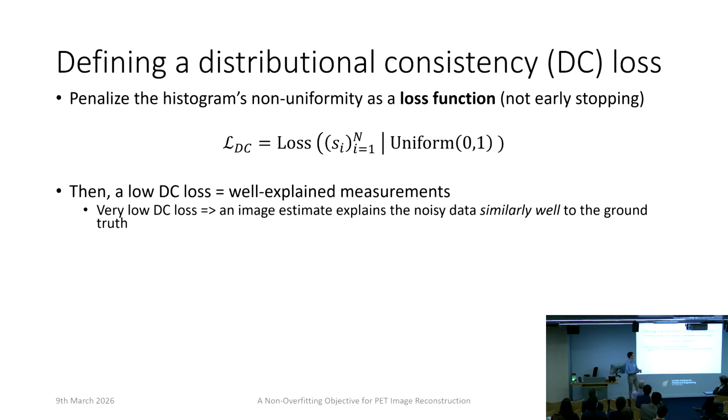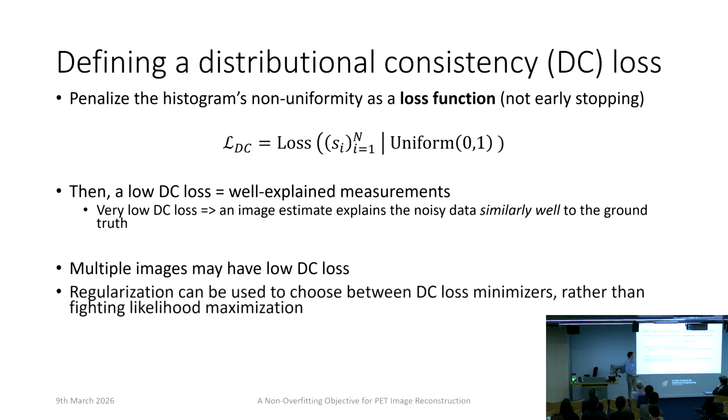And if we have a very, very low DC loss that's near 0, we can say that our image is explaining the measurement data equally as well as the ground truth is. It may be true that multiple images could have a low DC loss. There might be some non-uniqueness here, particularly with lower stats. But then we can use regularization to choose between these minimizers of the DC loss, rather than regularization trying to dampen down on noise spikes and fight against it that way.